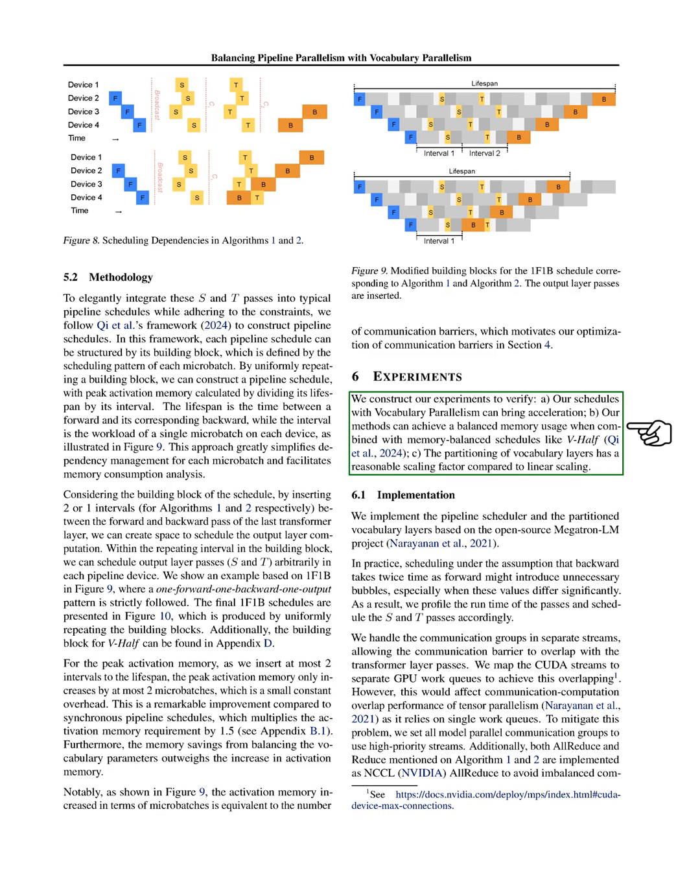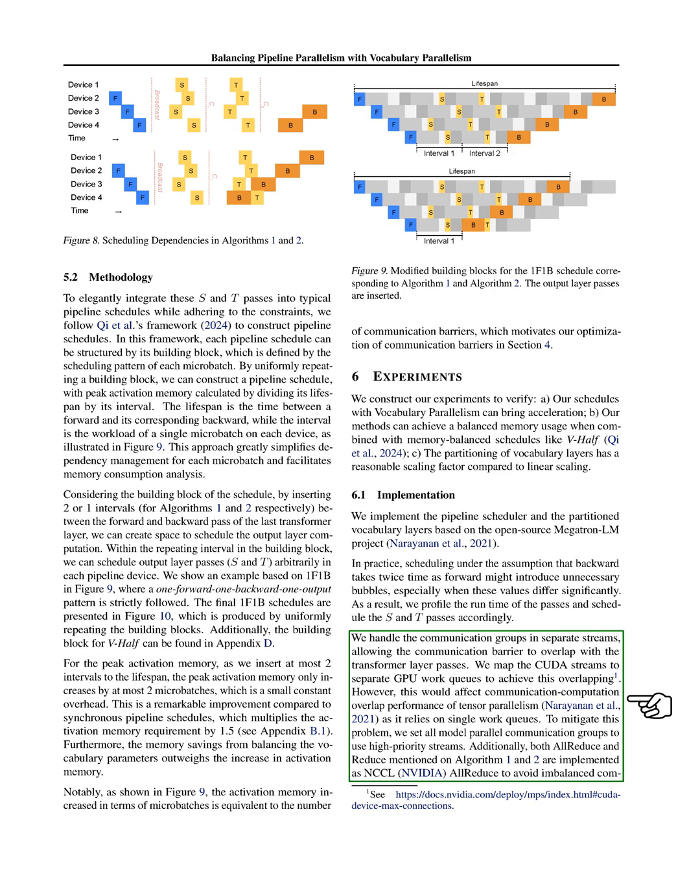Section: Implementation. In this section, we implement the pipeline scheduler and the partitioned vocabulary layers using the open-source Megatron LM project. We find that assuming the backward pass takes twice as long as the forward pass can create unnecessary delays, especially when these times vary greatly. Therefore, we profile the runtime of the passes and adjust the scheduling of the S and T passes accordingly.